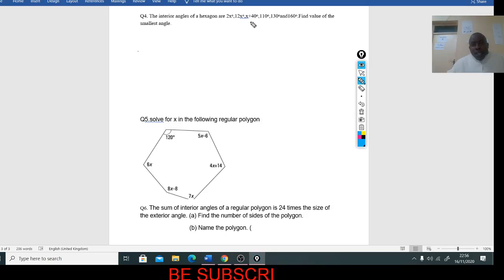2x, 12x, x plus 40, 140 degrees, 110 degrees, 130 degrees, and 160 degrees. Find the value of the smallest angle. We are told it's a hexagon. First of all, we find the sum of the interior angles, which equals 180 degrees into brackets n minus 2. We are told this is a hexagon, and a hexagon is six-sided.